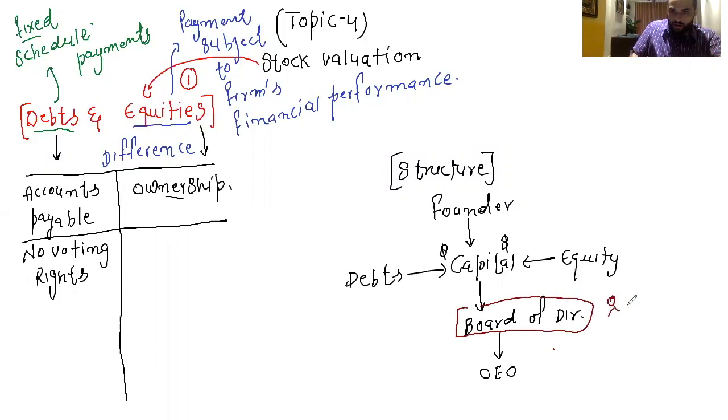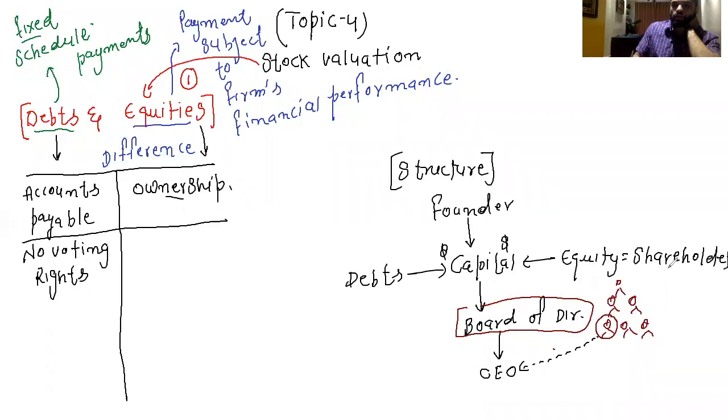The board of directors are a group of people. In this group of people, we are going to elect one person, and this person will become the CEO. So now the question is, who is going to select this person? This person is mainly selected by shareholders.